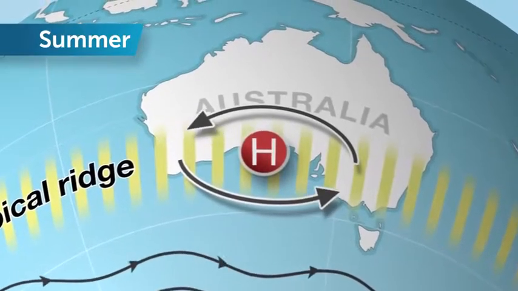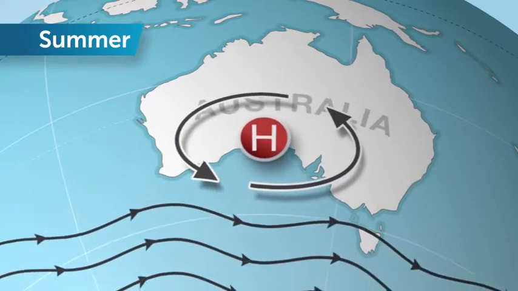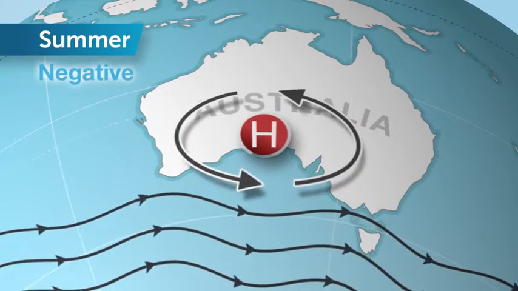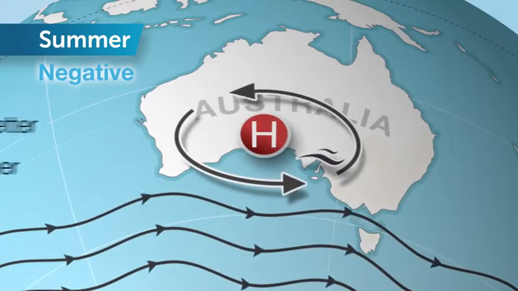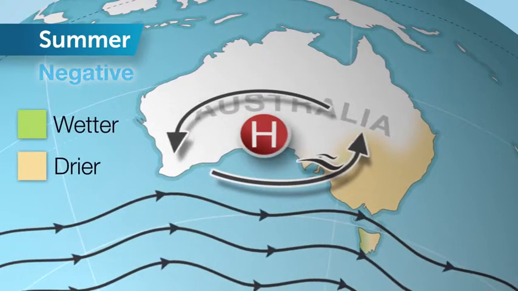The impact of SAM is opposite in summer, when the subtropical ridge is at its southernmost position and the influence of the westerly winds on our rainfall decreases. This is because they are further away from our coastline. But if the winds do shift north in summer, a negative SAM, more dry air from the interior blows over eastern Australia, resulting in below average rainfall.